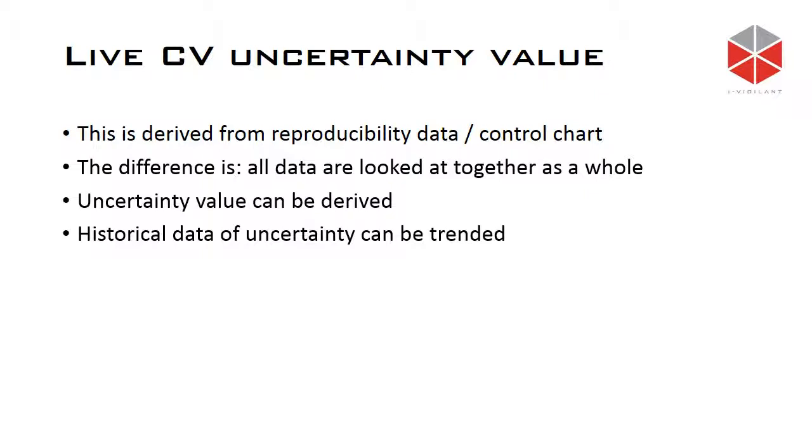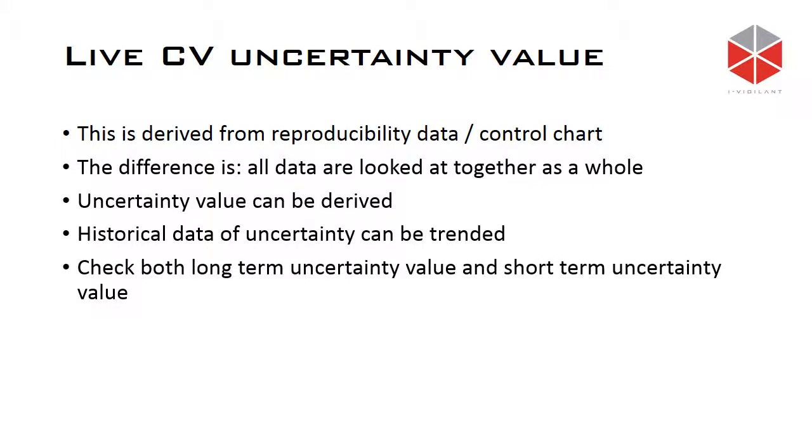Once we derive the uncertainty value, we can get individual data of the uncertainty, like today's uncertainty, tomorrow's uncertainty, yesterday's uncertainty, and then all the historical data of uncertainty can be trended, and we can see how the GC has been performing throughout time. Now, one of the things I'd like to say about it is that GC is a very, very repeatable device. So what we want to do is check a long-term uncertainty of the GC and also a short-term uncertainty of the GC.